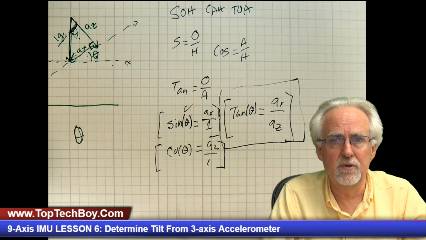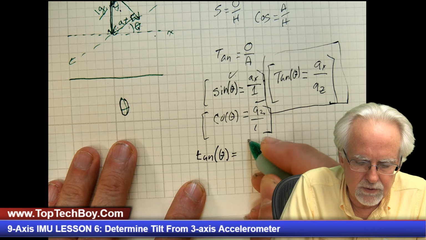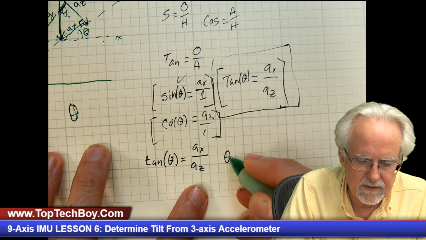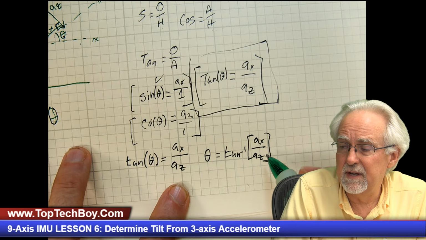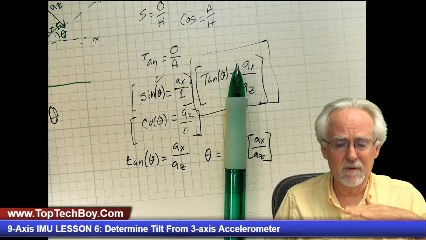So how do I solve for theta? Well, I know that tangent of theta is equal to my measured acceleration in the x direction divided by the measured acceleration in the z direction. I take the tan inverse of both sides, so theta is equal to tan inverse of ax over az, and these come from the accelerometer. This is an approximation for tilt. You shouldn't use it beyond 45 degrees. It's a good approximation from 0 to 45 degrees.